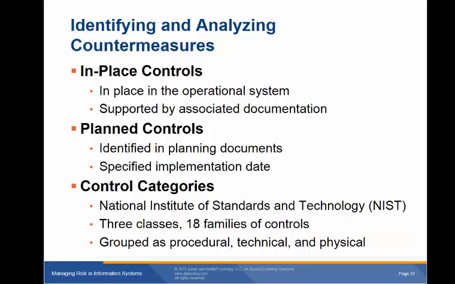So essentially, under the control categories, you have 3 classes, 18 families of controls, and they're grouped as procedural, technical, and physical. The procedural controls are the controls placed in response to the rules and guidelines directed by upper-level management. These are policies and procedures, security plans, insurance, personnel checks, awareness training, and rules of behavior.